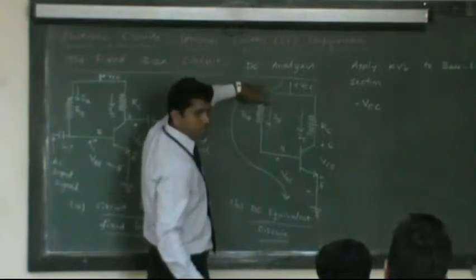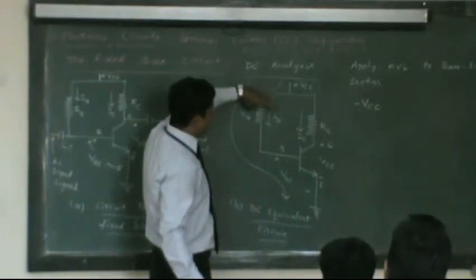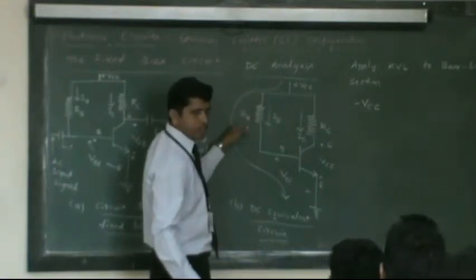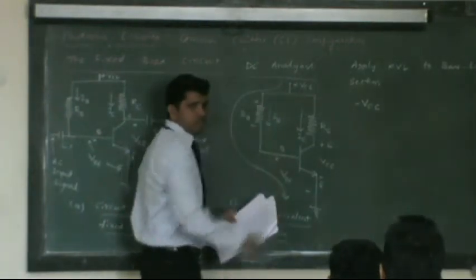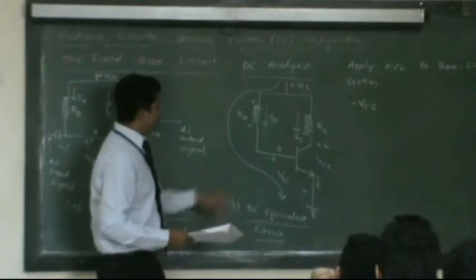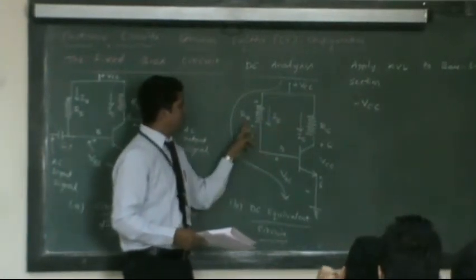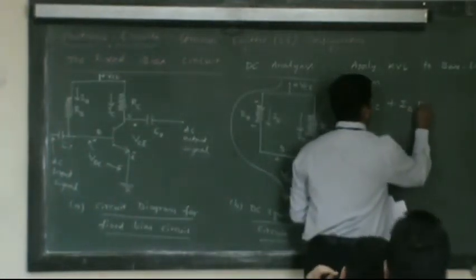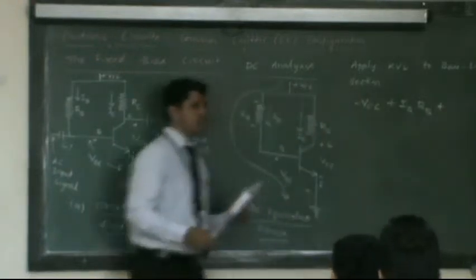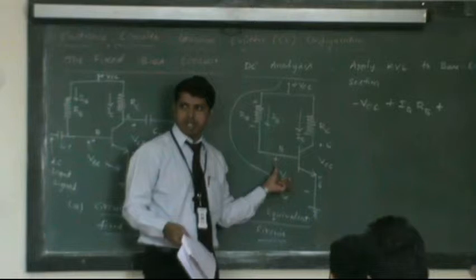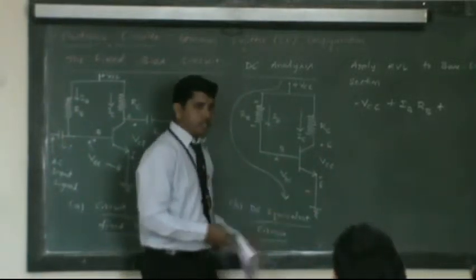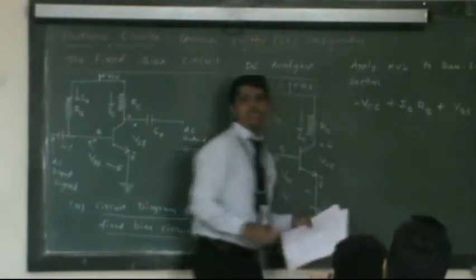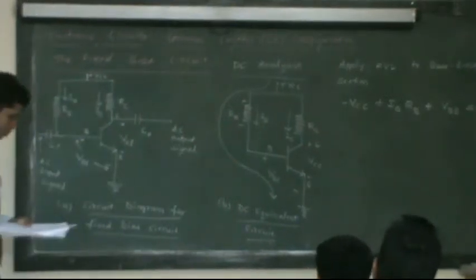So I have started from here, minus VCC. When I come here, I get the element resistor RB, plus, because this plus goes to the plus and the minus will be the drop across it. You will not write this every time, but it should be in your mind. How do you calculate the drop across this? IB times RB, with a plus sign. So plus IB times RB. And don't forget this voltage, the drop across the base and emitter as I come across this loop. So plus VBE, which is equal to 0. This is the equation we obtained by applying Kirchhoff voltage law.